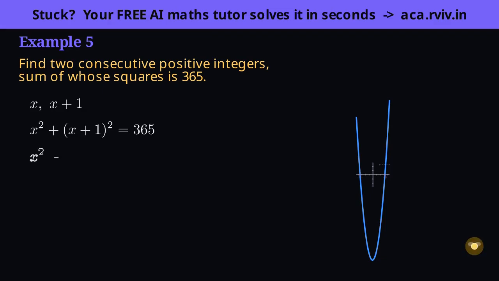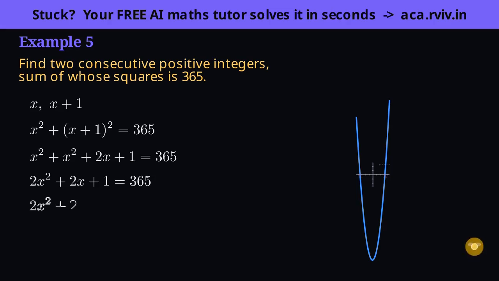Expand the squared bracket using x plus 1 all squared equals x squared plus 2x plus 1. Don't fall for x squared plus 1, the middle 2x is essential. Combine the two x squared terms into 2x squared, and carry the rest along. Move the 365 to the left so the equation reads, something equals 0. That's the standard form every solving method expects.